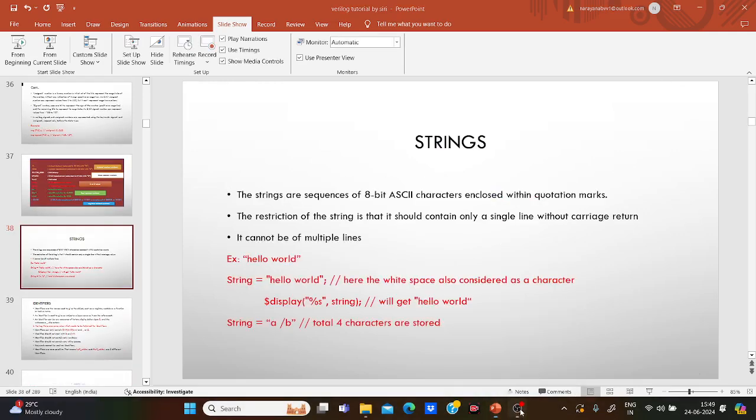So this is all. There are remaining lexical tokens also. I'll be doing that in part 2 of lexical tokens.